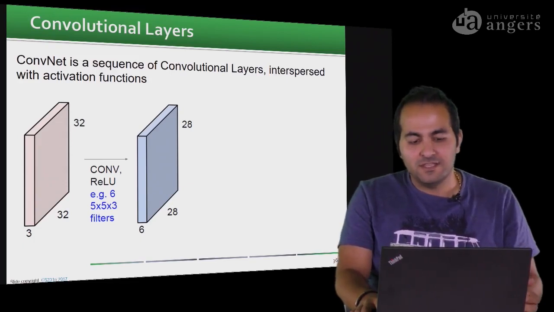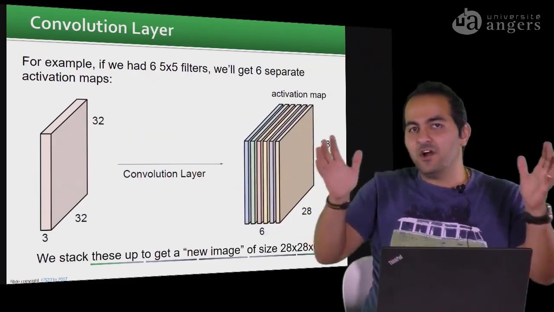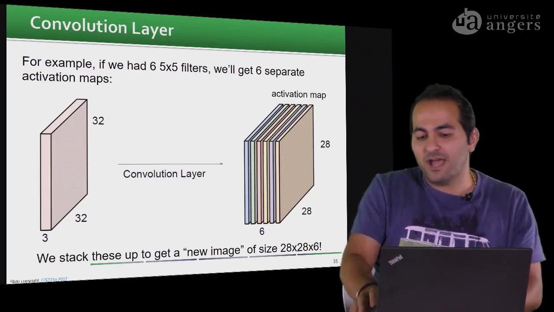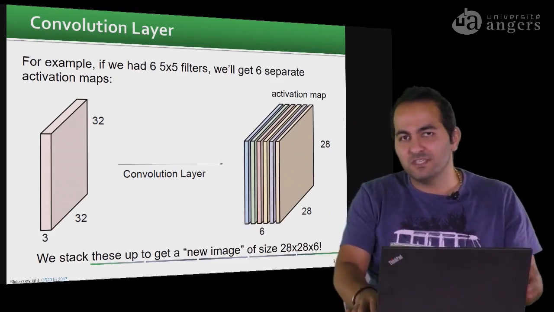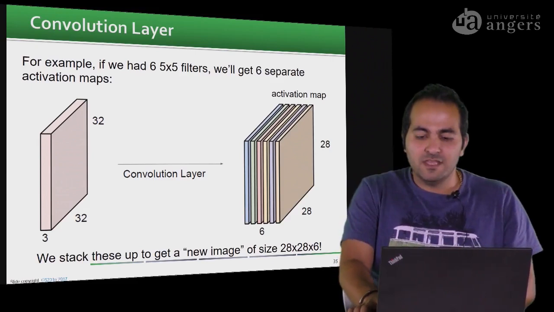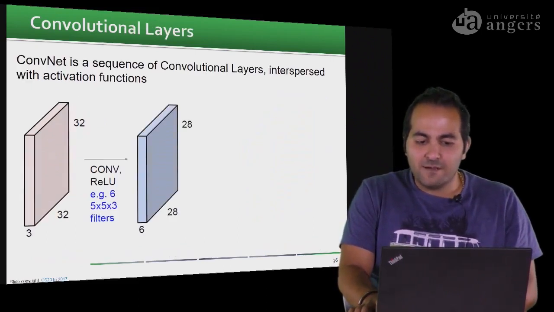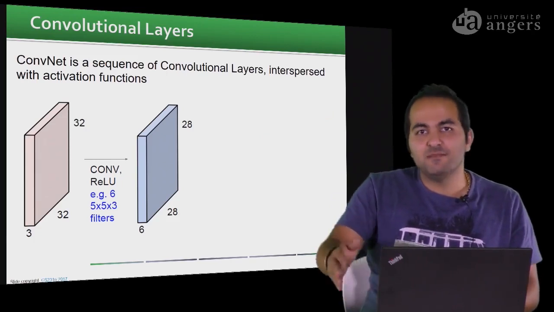So here you can see, at the end we can stack all these 6 images to have an image size of 28 by 28 by 6, or it can be at the same size as the input image, 32 by 32. And then for the next layer, this will be the input.